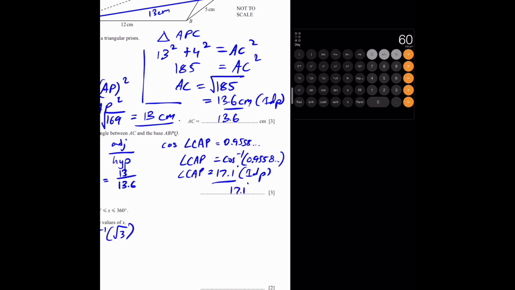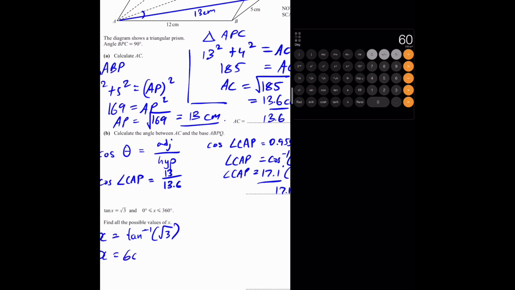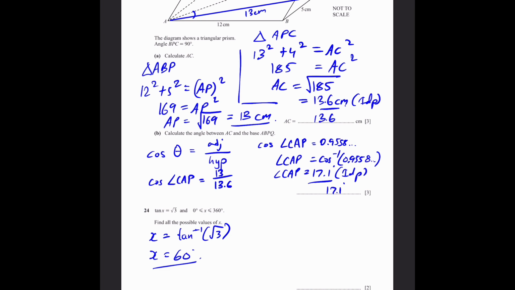We get 60. You don't have to use the calculator though to find this, because you might remember some tan formulas or some trigonometric formulas for angle equals 0, 30, 45, 60, and 90. So we know that tan inverse of root 3 will be 60. But then this is not the only value for x.